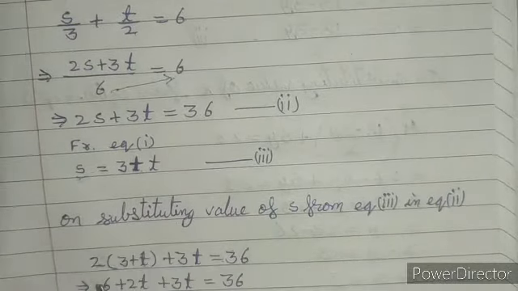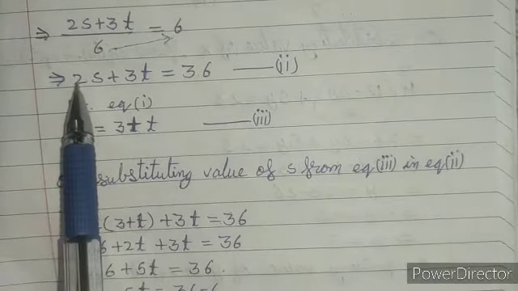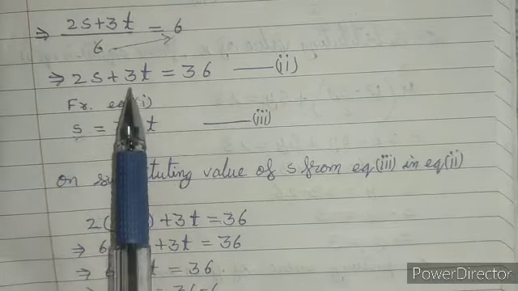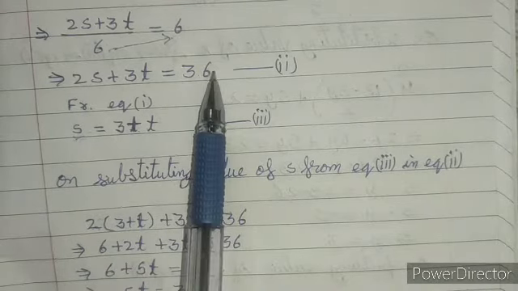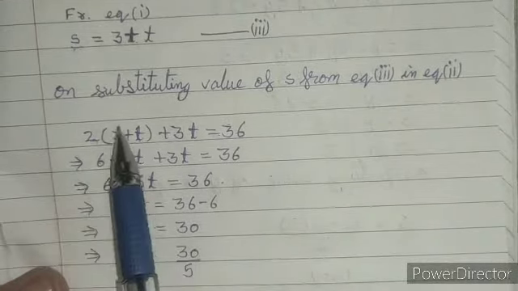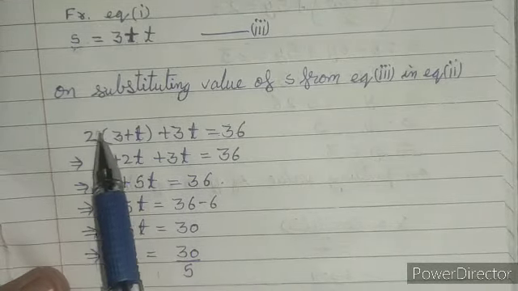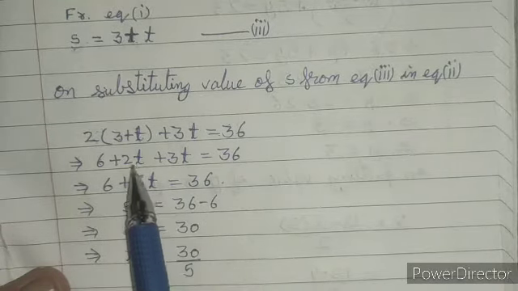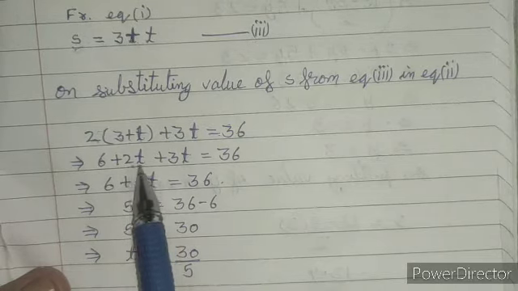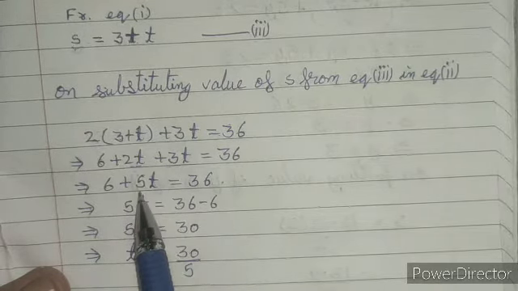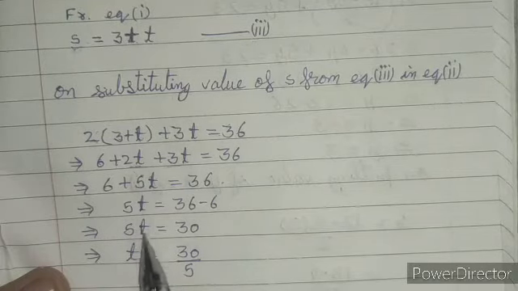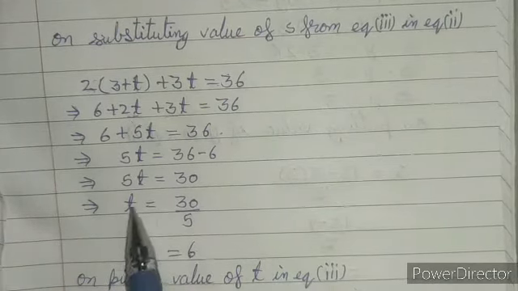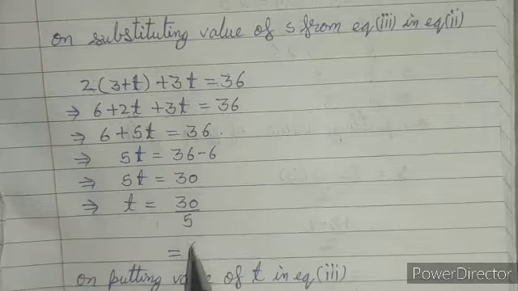On substituting the value of s in equation second, it will become 2 into s. S means 3 plus t. So this will be 2 into (3 plus t) plus 3t equal to 36. Now 2 into 3 will be 6 and 2 into t will be 2t. So 6 plus 2t plus 3t equal to 36. Now 2t plus 3t will be equal to 5t, and after solving this equation we will get the value of t as 6.